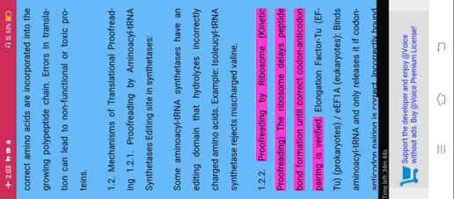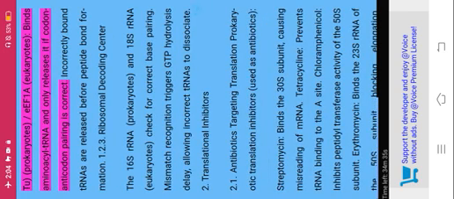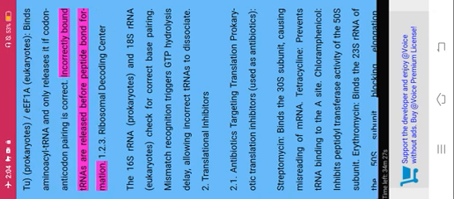1.2.2. Proofreading by ribosome: kinetic proofreading. The ribosome delays peptide bond formation until correct codon-anticodon pairing is verified. Elongation factor EF-Tu in prokaryotes, EF1A in eukaryotes, binds aminoacyl tRNA and only releases it if codon-anticodon pairing is correct. Incorrectly bound tRNAs are released before peptide bond formation.